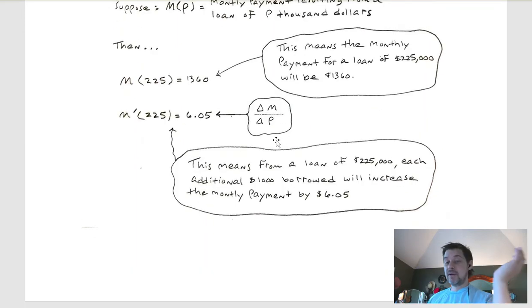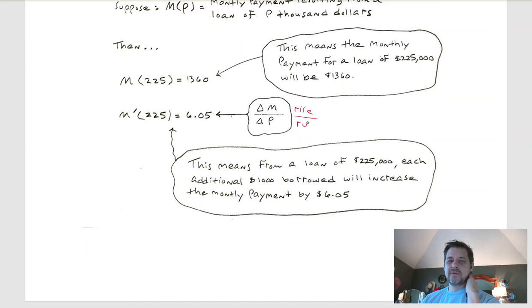But no matter how you see it, in this case, it's going to tell me that from a starting point of $225,000, each additional $1,000 borrowed will increase the monthly payment by $6.05. That's what it tells you. So how does 6.05 tell you that? Well, it's rise over run.